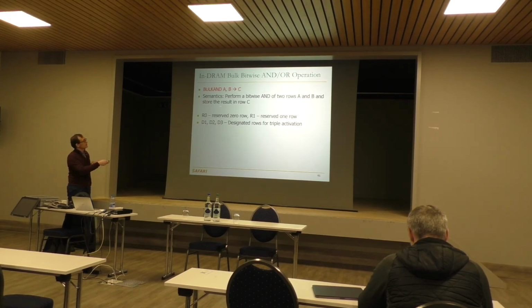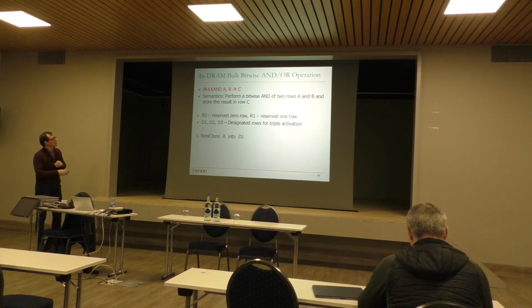And we also reserve 1 row for 0. We reserve 1 row for 1, so that you can do AND or OR. So the way we do this AND is, you have a row A, you copy it into one of the designated rows using row clone. You have a row B, you copy it into the other designated row.